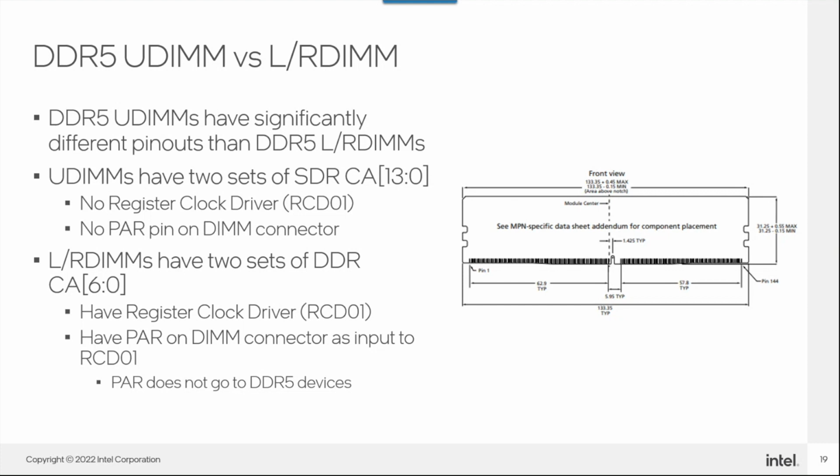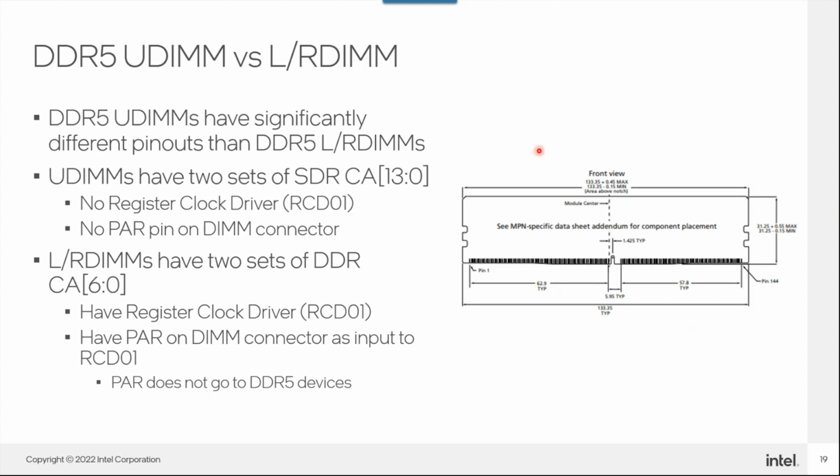And for the LDIMMs and RDIMMs, we have two sets of double data rate command address bus. And for this one, we do have a register clock driver, which can further reduce the load of the CPU. We do have a PAR on the DIMM connector, and it's the input to RCD01. And note that the PAR does not go to DDR5 devices because there's no PAR or parity pin in the DDR5 module. And on the side, this picture is only for the UDIMM. I did not have the LDIMM or RDIMM front view schematic to show, but you can find these in the datasheet.